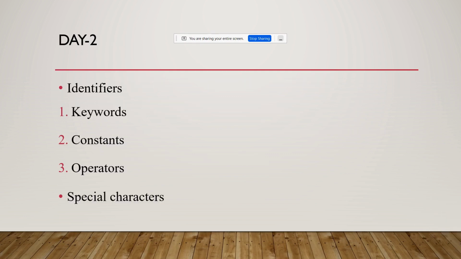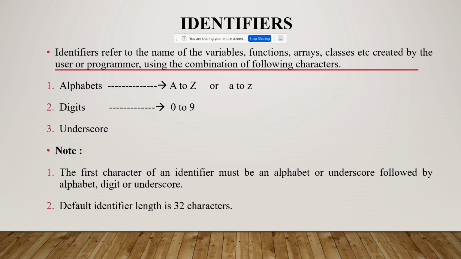We are going to see about identifiers, keywords, constants, operators, and special characters. We are going to see all of these in detail. So let's see. What is an identifier? An identifier refers to the name of variables, functions, arrays, classes, etc., created by the user or programmer using a combination of the following characters.